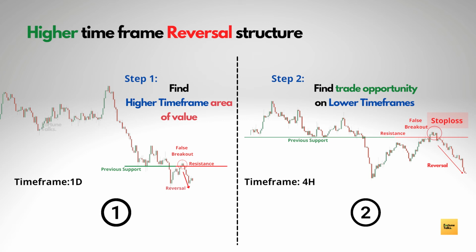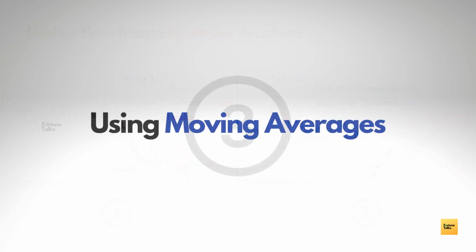In this case, there was a false breakout and you can leverage the highs of this false breakout to place your stop loss. Now the third strategy we will be discussing is using moving averages. You can make use of moving averages for reversal trading.